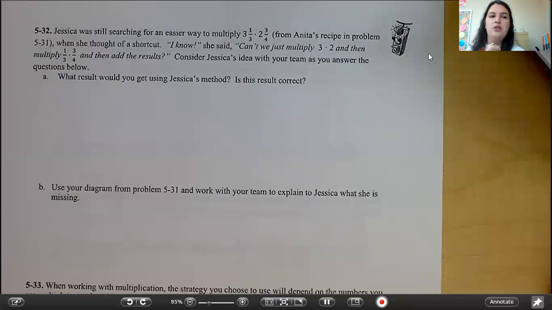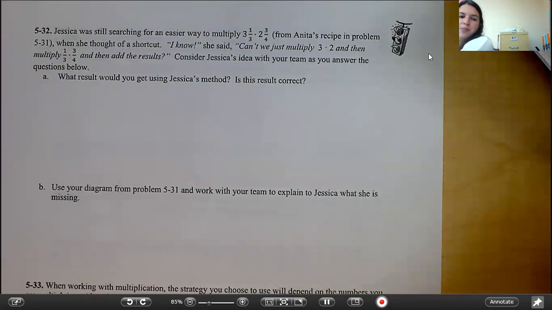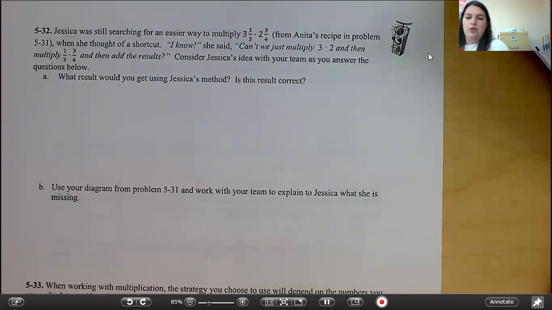Okay, problem 532. Jessica was still searching for an easier way to multiply 3 1/3 times 2 3/4 from Anita's recipe in problem 531. When she thought of a shortcut, she said, can't we just multiply 3 times 2 and then multiply 1/3 times 3/4 and then just add the results? Consider Jessica's idea with your team as you answer the questions below. What result would you get using Jessica's method? Is this result correct? And B, use your diagram from problem 531 and work with your team to explain to Jessica what she is missing.